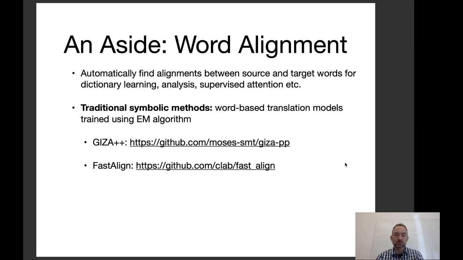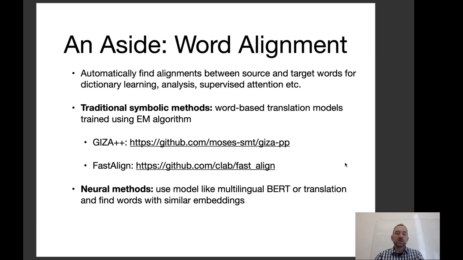In addition, there's recently been some neural methods to perform word alignment, and these methods essentially use models like multilingual BERT, which I talked about previously, or simply neural machine translation models, and they find words with similar embeddings in the source and target outputs. One example of this would be the SimAlign toolkit, if you want to try one of these out as well.